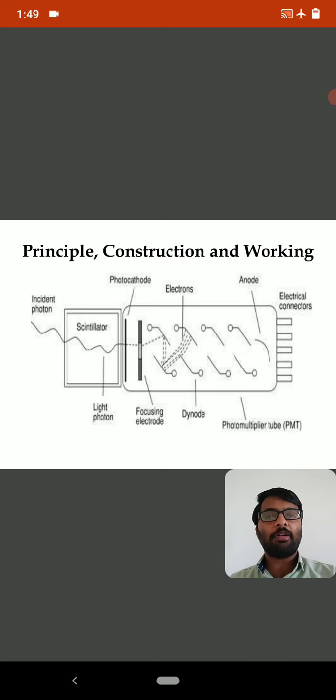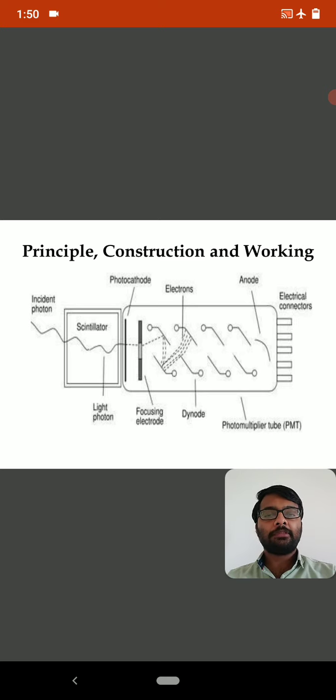So these scintillations or flashes of light have sufficient energy to eject electrons from that photocathode when they are made to be incident on it through this photoelectric effect. So from that photocathode there will be ejection of photoelectrons. We can call them the primary electrons. Then with the help of the focusing electrode, those primary electrons are made to be incident on the first electrode called a dynode. These primary electrons have sufficient energy to eject secondary electrons from the first dynode D1.